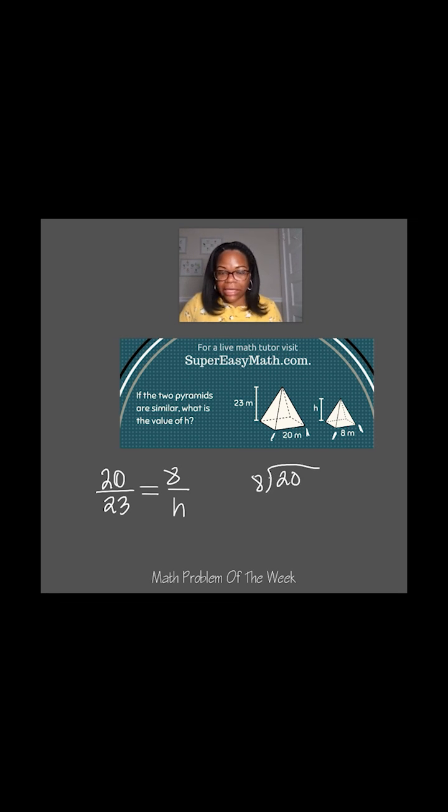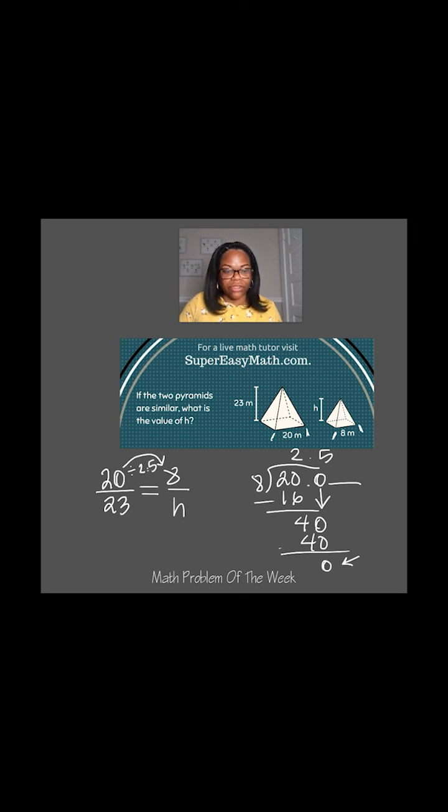And you say 8 goes into 20 2 times, and that's 16. You subtract and you get 4. Add a decimal, 0, bring it down. 8 goes into 40 5 times, and that is 40. So when you subtract, you get 0, and that means you're done whenever you have a 0 down here and there's nothing left. So to go from the 20 to the 8, you need to divide 20 by 2.5.